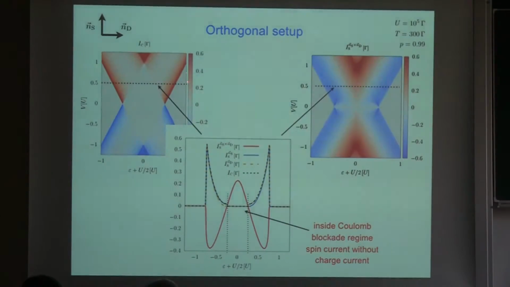Let's take another cut. If we take a cut through here, then we have this Coulomb blockade region. And the important thing to notice here is that while the charge transport in the Coulomb blockade region is 0, or essentially 0, we get a very strong spin transport in the direction perpendicular to the magnetizations of the reservoirs here. So we really get spin current without charge current inside that region here.